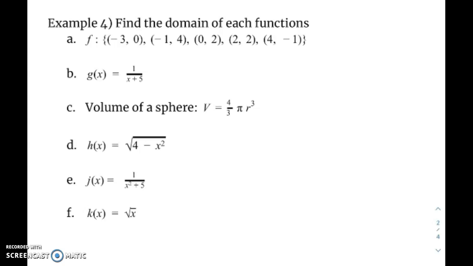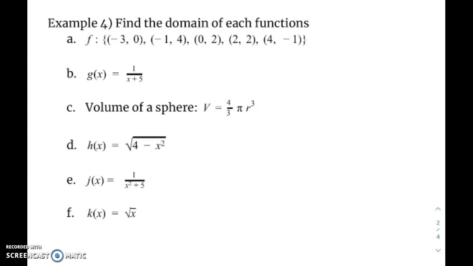All right, we're going to finish lesson 1.3, 1.4, analyzing functions. And in example 4, we're looking at finding the domain of functions. And remember, the domain is the set of input values that work for that function. So you would not include any x values that are undefined or that give you an undefined answer.